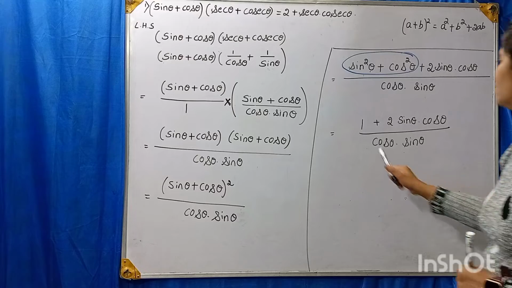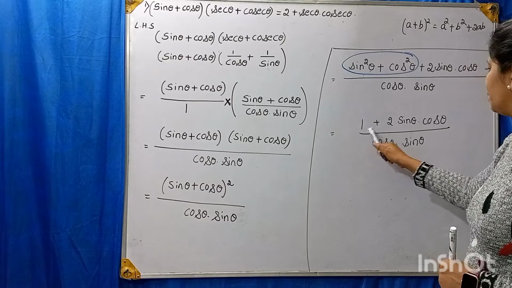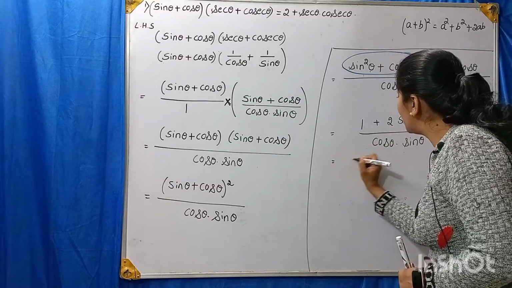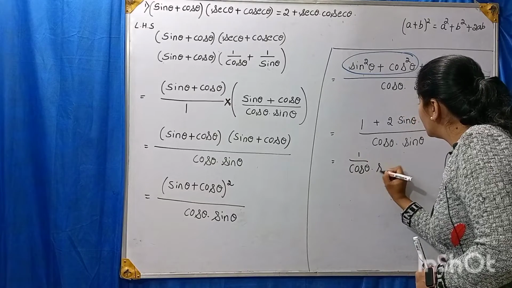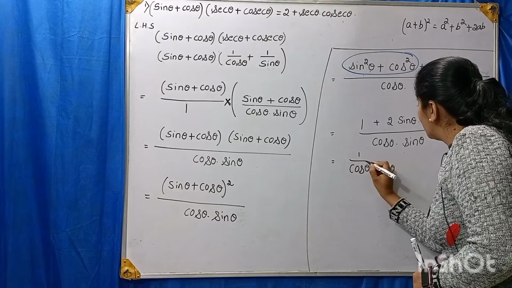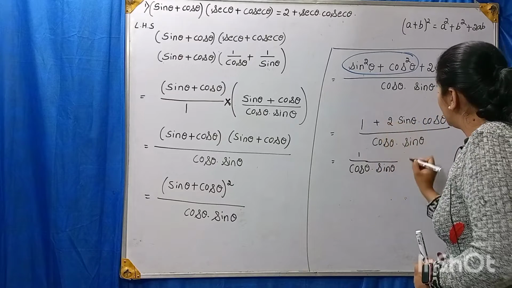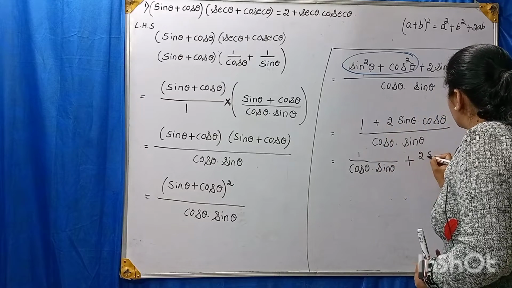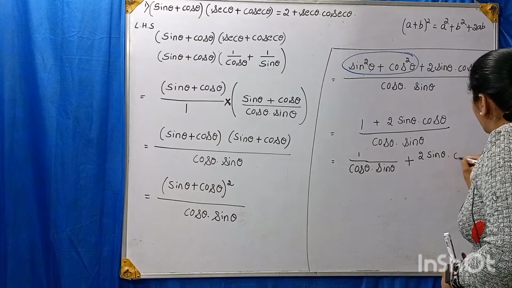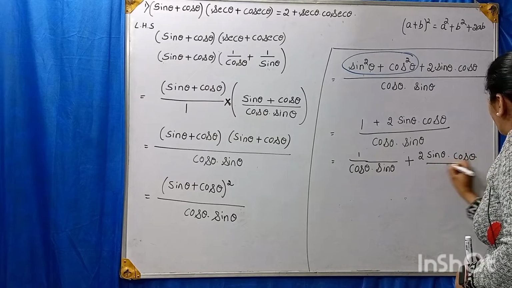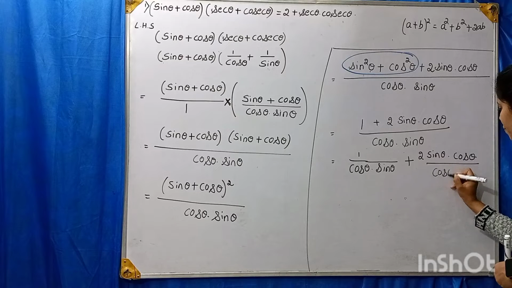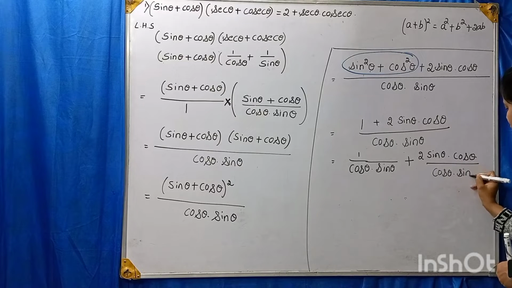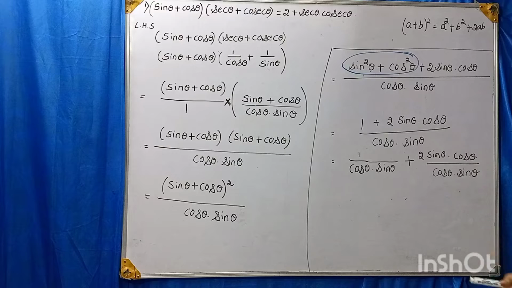Now, separate this. Separate it as 1 by cos theta into sin theta, plus 2 sin theta into cos theta divided by cos theta into sin theta. We have separated this term.